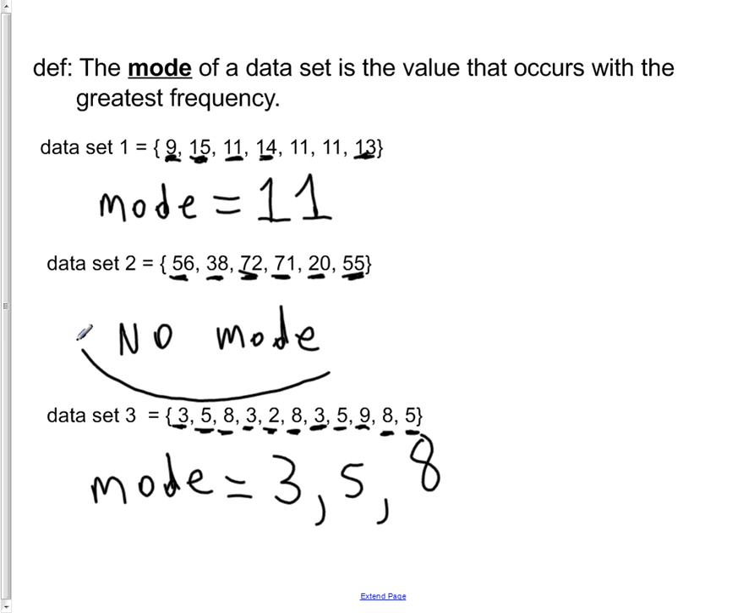This one has no mode because even though all the values occurred once, there were no values that occurred less than once. Well, technically. And this one, even though all of these numbers have a frequency of 3, there are data values that have frequencies less than 3. So this data set 3 has 3 modes. So we see that it's possible for a data set to be unimodal, have one mode. It's possible for a data set to have no mode. And it's also possible for a data set to be multimodal and have more than one mode.